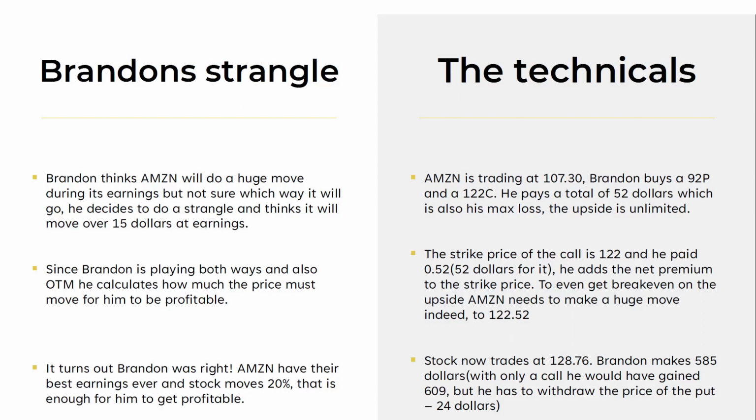But it turns out he was right. They have their best earnings ever. I don't know what their best earning was, maybe they have moved more, this is just an example. But it moves 20%, so he will get profitable. And now the stock, after a 20% move, is at 128.76. So that means he makes $585.